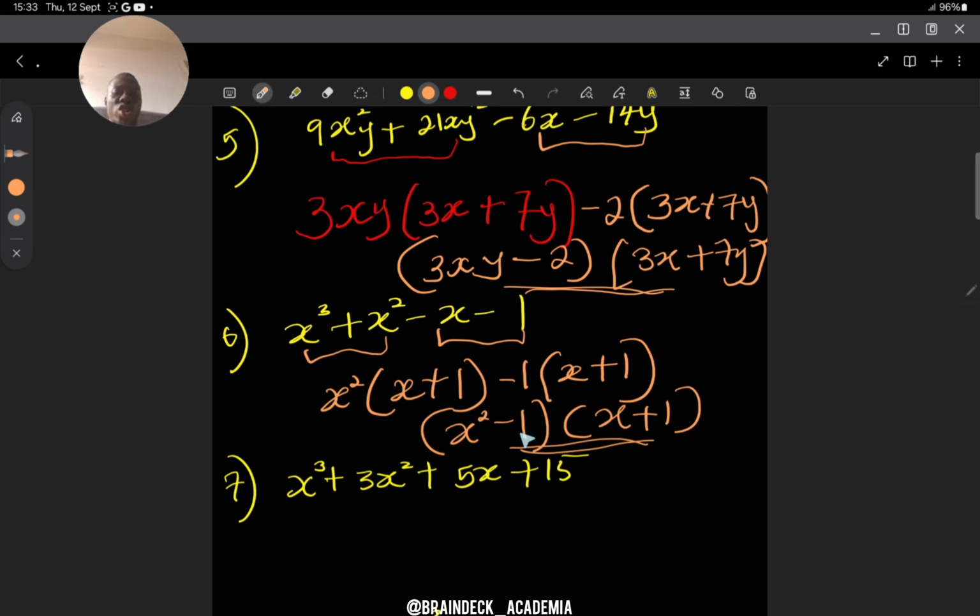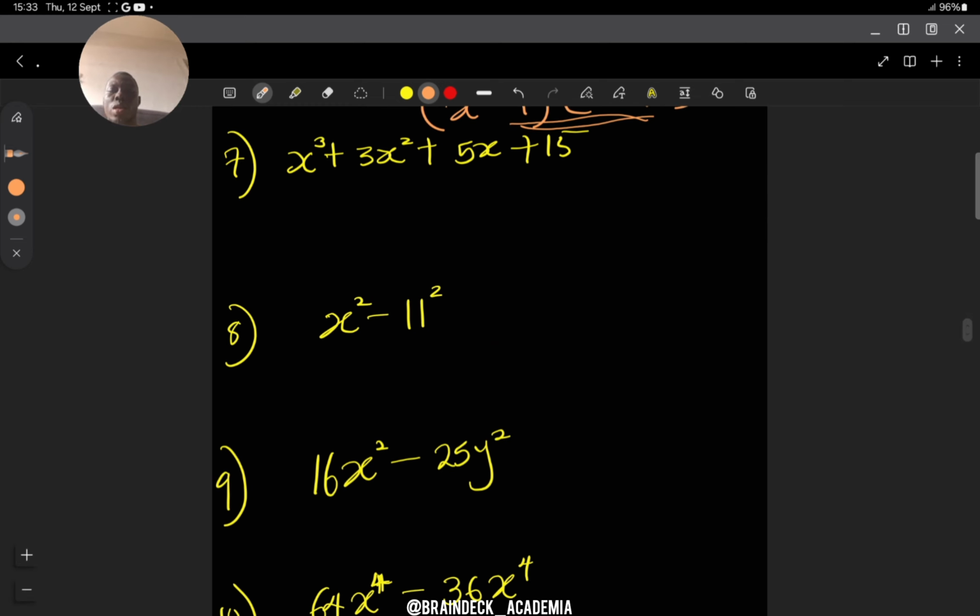If it will give you back the question. If you get the question back, it shows you are correct. But if you do not get the question back, it shows that you are wrong. Let's move on.